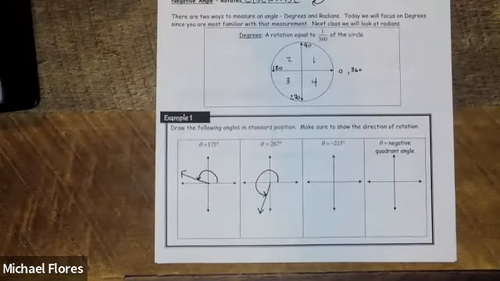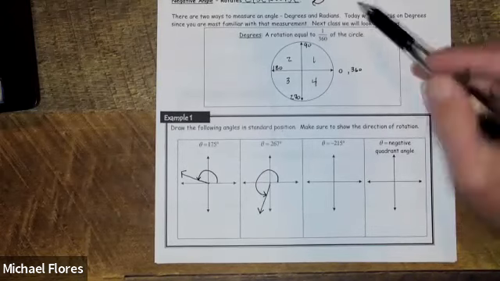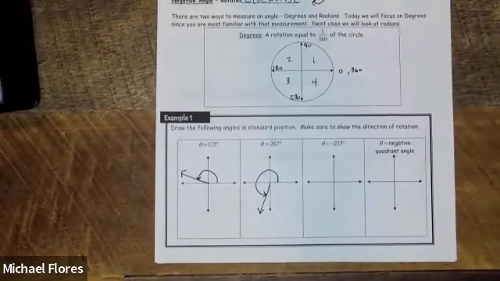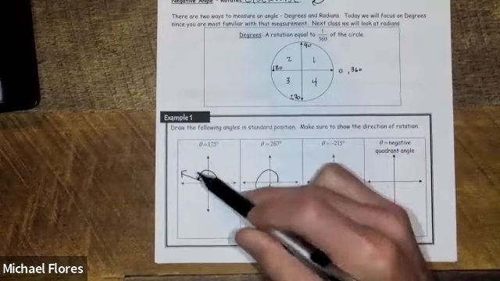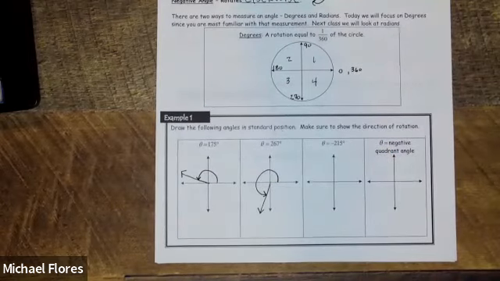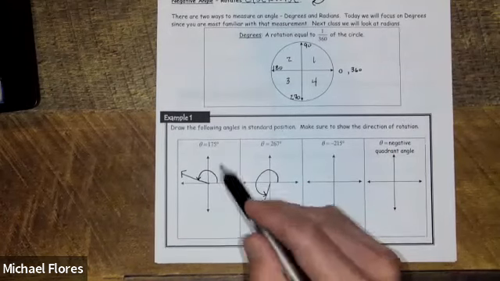What about negative 215 degrees? In order to plot negative 215 degrees, you might want to look up at your vocabulary again, those vocabulary words that are up there. In order to plot a negative angle, we have to go in a clockwise direction from our initial side. So all these previous ones, we were going counterclockwise because those are positive angles.